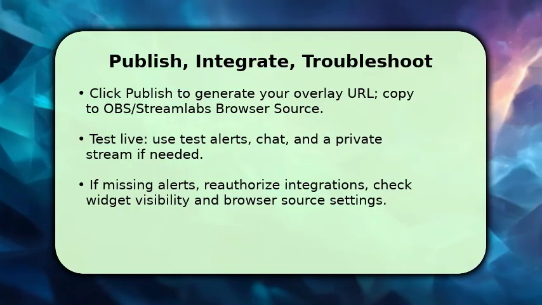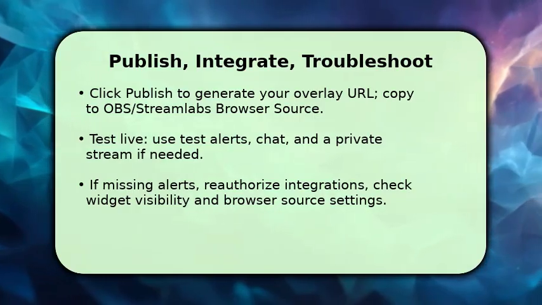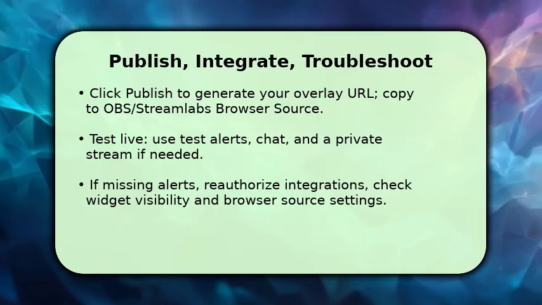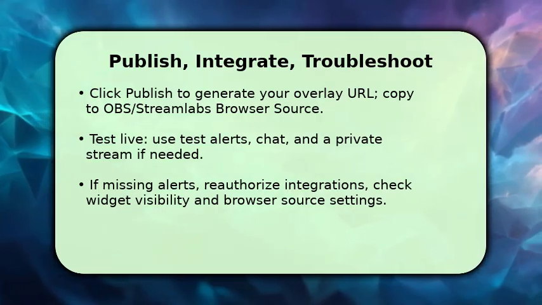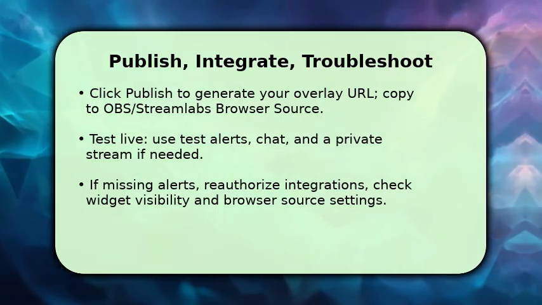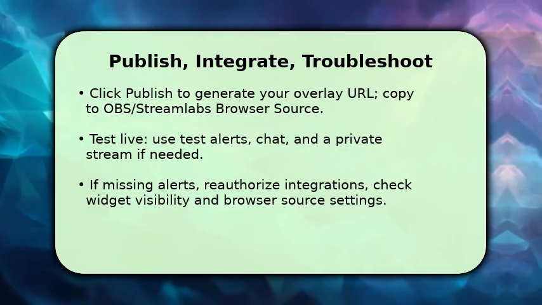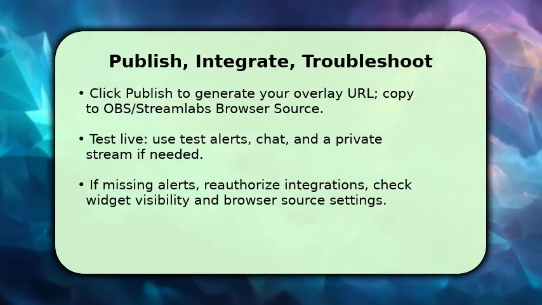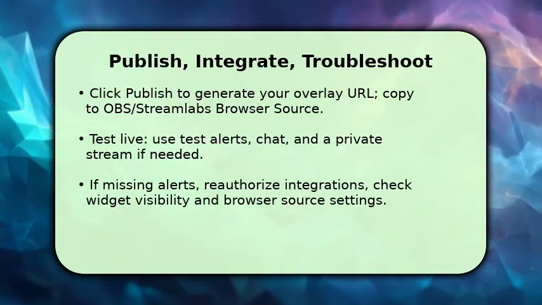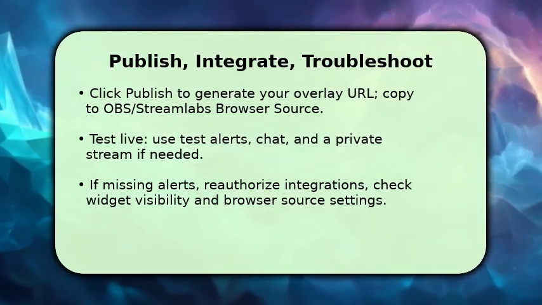Finish by clicking Publish to generate a secure overlay URL, then paste that URL into a browser source in OBS or Streamlabs. Once loaded, test everything with sample alerts and chat to ensure proper timing and audio levels. If possible, run a private stream to validate live behavior.